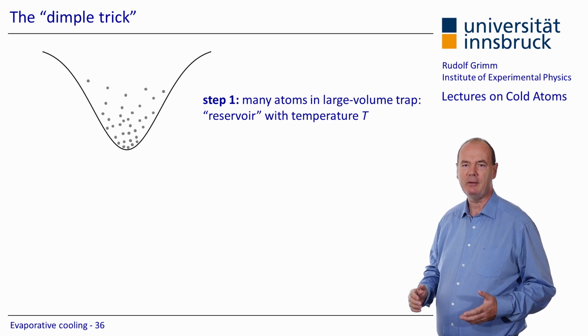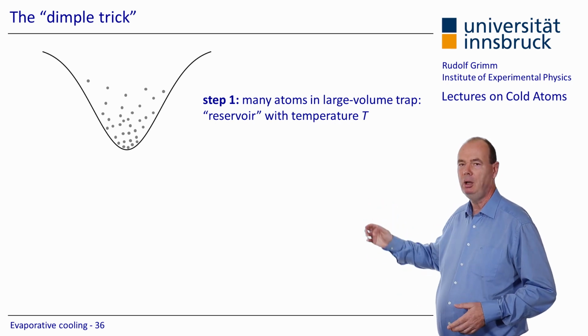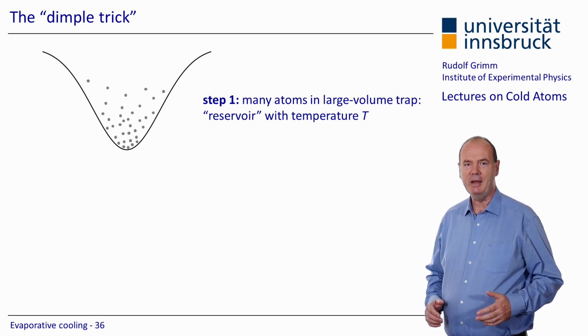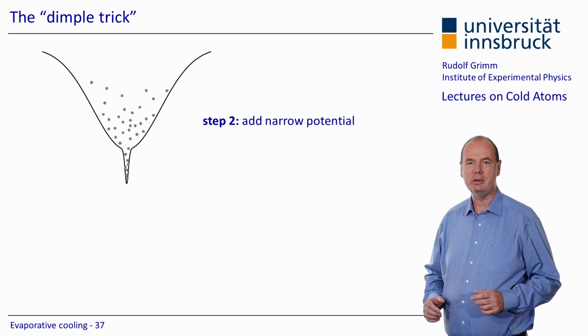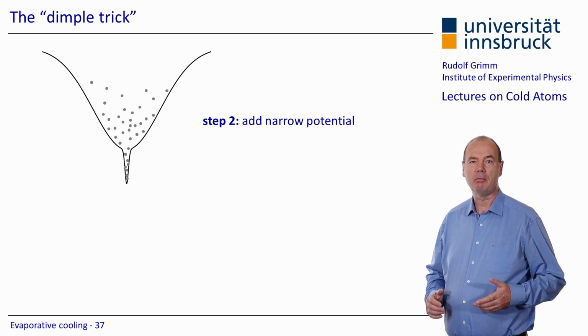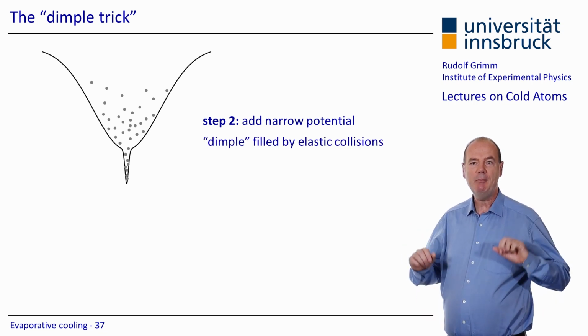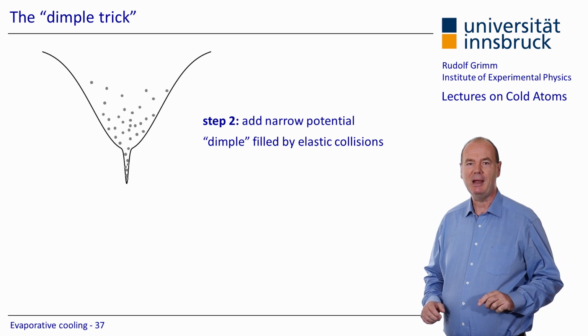This large sample then serves us as a reservoir with temperature T. The next step is to add a narrow potential well to the center, in practice realized with a tightly focused red-tuned laser beam, the power of which is ramped up slowly. This dimple is then filled by elastic collisions establishing thermal equilibrium.